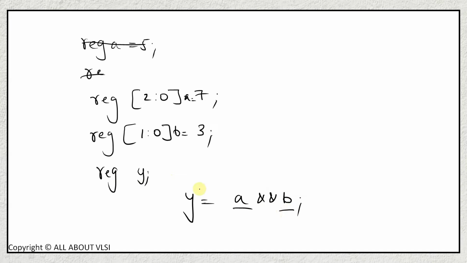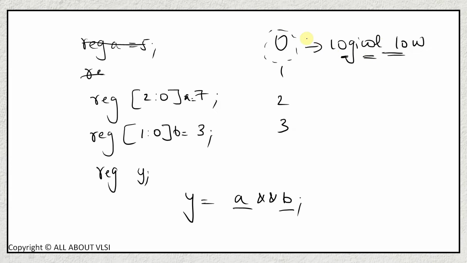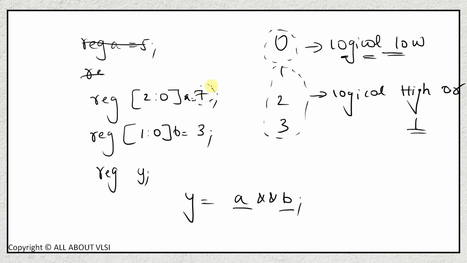What the compiler does is consider any number other than 0 as a true value. So 0 will be considered as logical low, and any other value other than 0 will be considered as logical high, or 1. So both of these will be considered as logical 1, and the output y will simply be equal to 1.